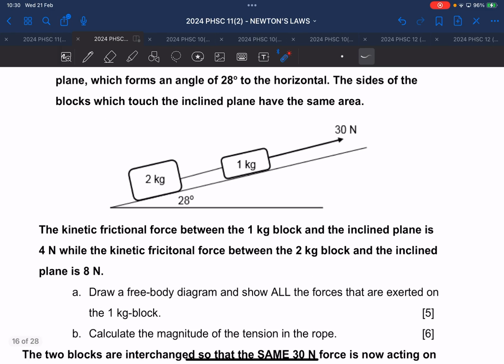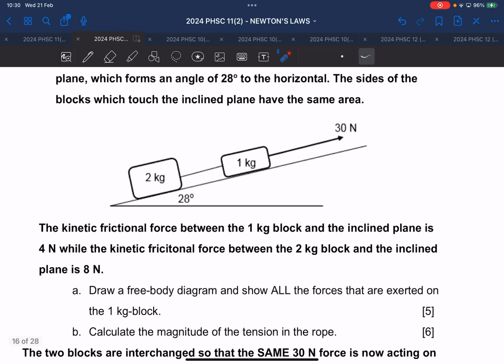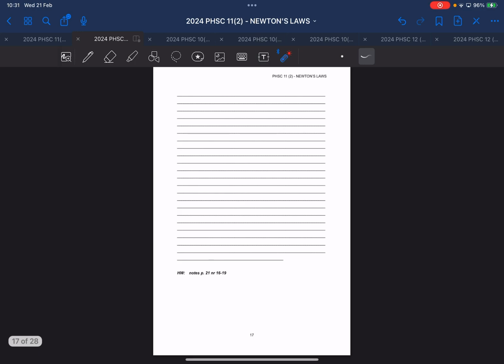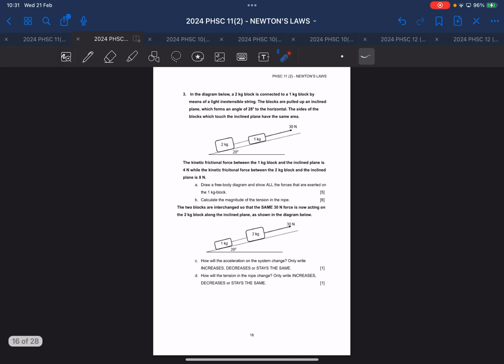The kinetic frictional force on the 1 kilogram block and the inclined plane is 4, while between the 2 kilogram block and the plane is 8. Now they ask, draw a free body diagram and show all the forces that are exerted on the 1 kilogram block. And you can see it counts 5 marks. 5 marks tells you 5 forces. 4 marks, 4 forces. 3 marks, 3 forces. So that's your clue. Okay, so you have space on the next page. This is question A.